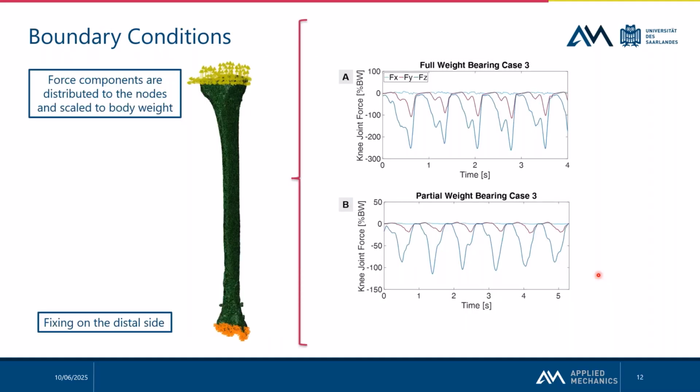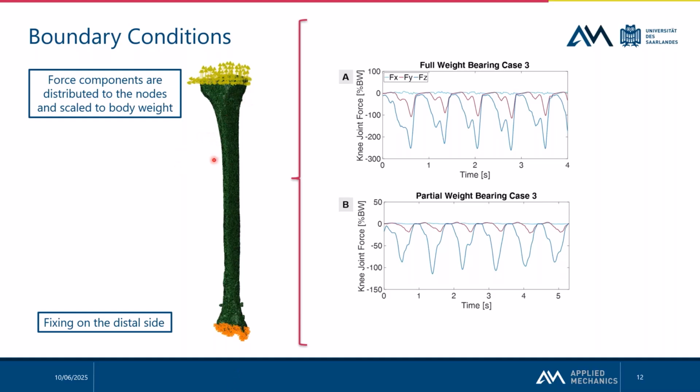And we come to the little bit fun part, the boundary conditions. So as an example now, it's the tibia. We then calculate the knee joint forces. I will show you other examples later on. In this case, for example, we measured a patient with crutches. So we measured him doing his partial weight bearing, and then we measured him doing his full weight bearing when he is fully healed. And then we apply these, and the force components are distributed to the nodes.